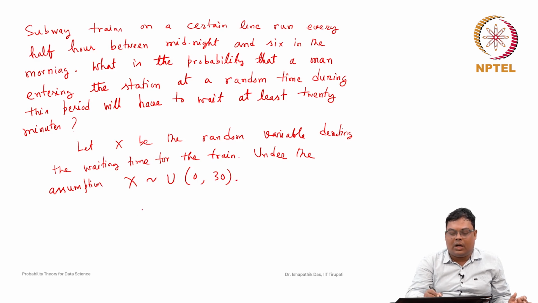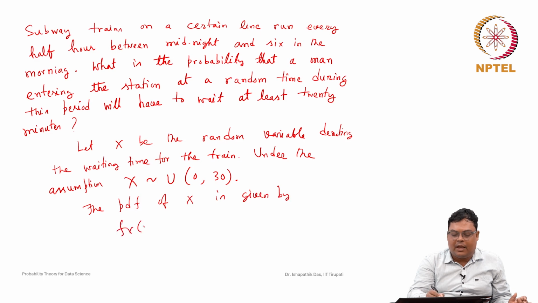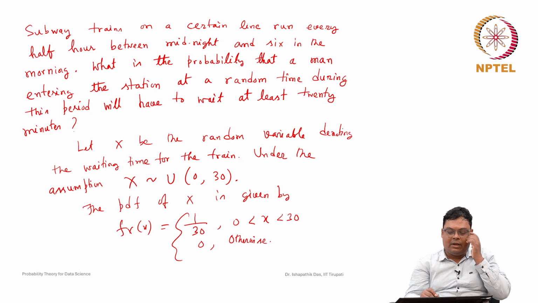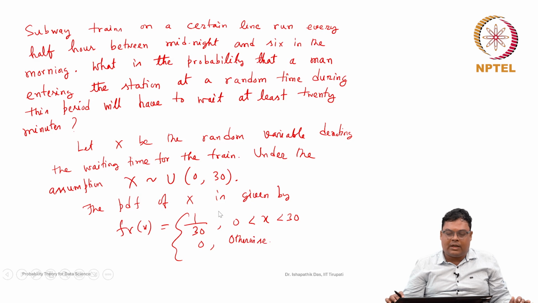Now the probability density function, we write PDF of x, is given by f of x is nothing but 1 by 30 whenever x is between 0 and 30, where a is 0, b is 30, and it is 0 otherwise. Now the question is the probability that we will have to wait at least 20 minutes.